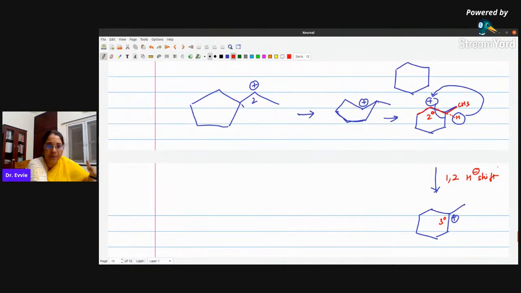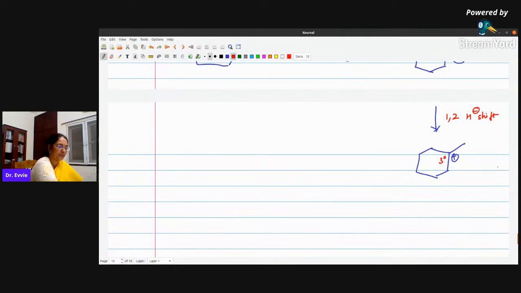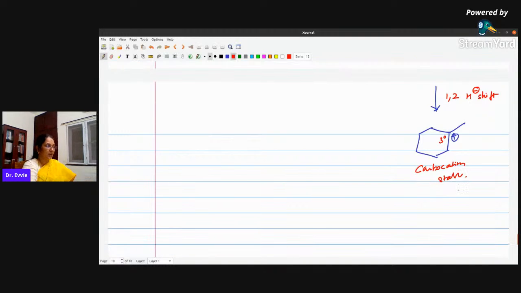If there's a possibility, then one group will move. So now we know, this will be the product. So this carbocation will be more stable than the previous one. So this kind of thing also can happen in a ring expansion reaction. Okay, so now I hope it is clear. Then we'll do one question.